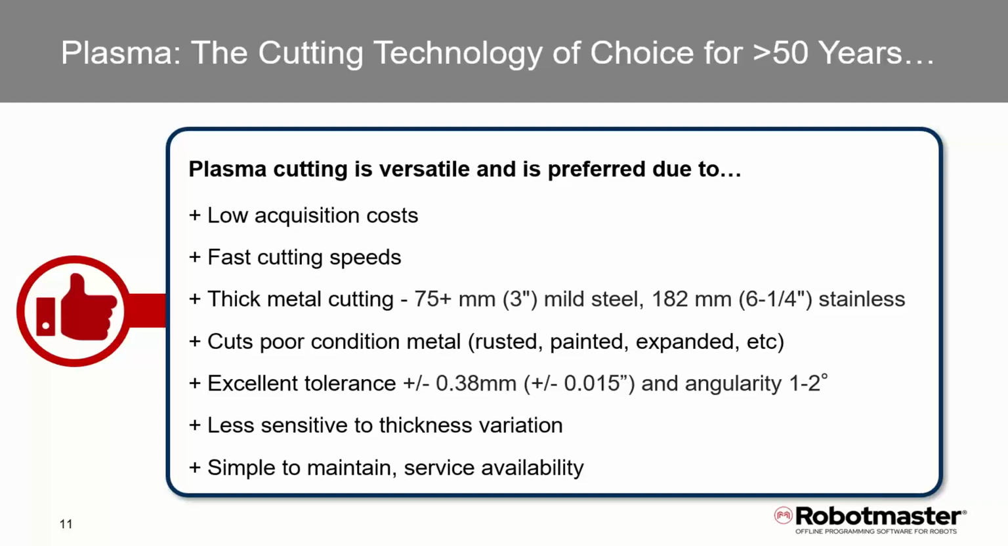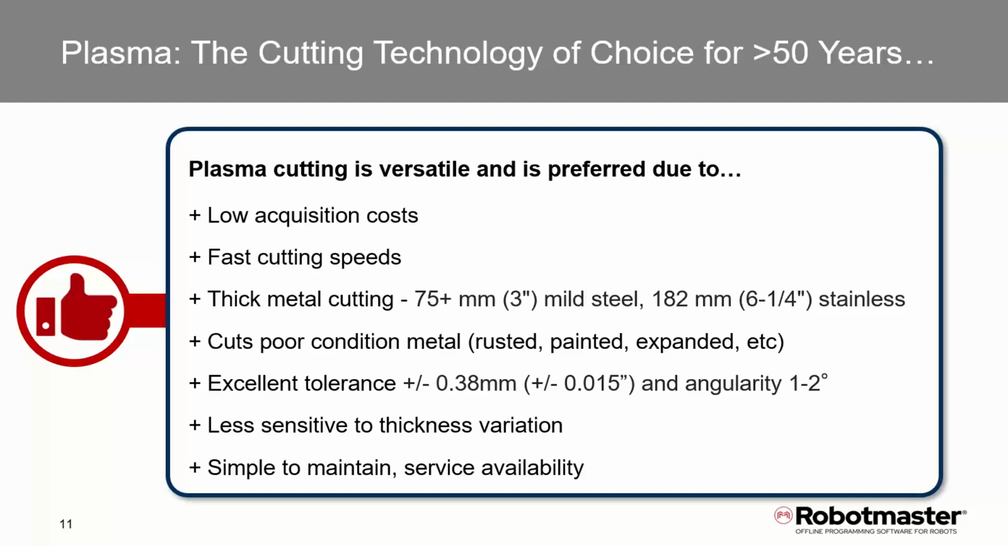And that's a lot because of the versatility of plasma. Especially compared to some of the competing technologies, there's relatively low acquisition costs and extremely fast cutting speeds. And this is anywhere from sheet gauge metals all the way up through 3-inch mild steel or very thick stainless. It also doesn't really matter as long as that material is electrically conductive. Plasma can cut it as opposed to some of the other technologies out there. It doesn't care if it's rusted or painted or expanded.